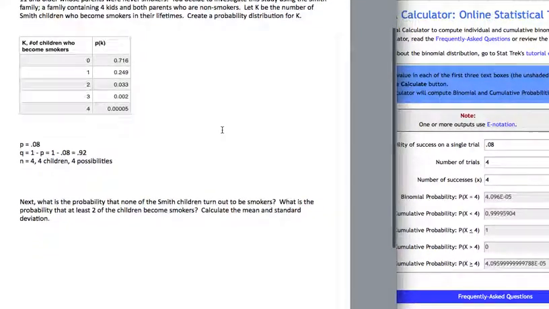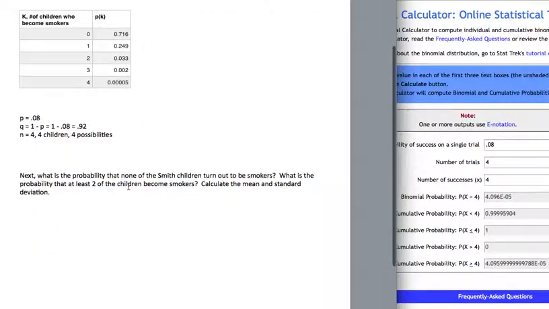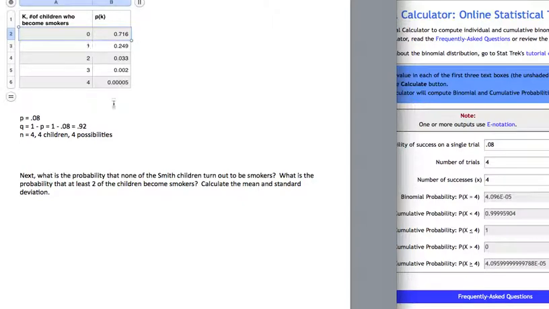Now let's go down here. Next, what is the probability that none of the children, the Smith children, turn out to be smokers? Well, we can look up top here and we see the probability that exactly 0, right? That's the same thing as none. So the probability of exactly 0 children is going to be equal to, well, looks like 0.716. That's pretty simple.